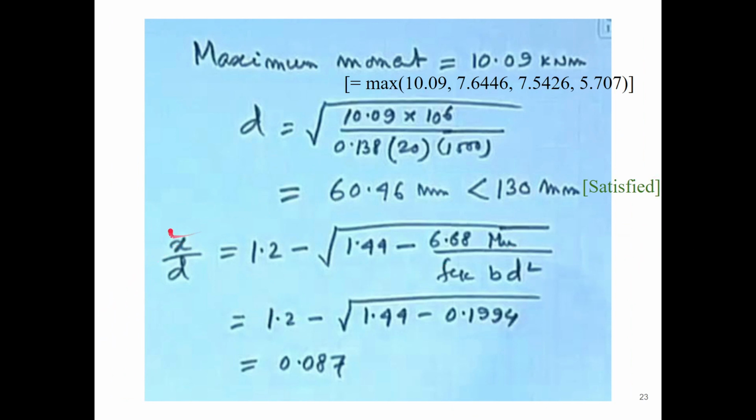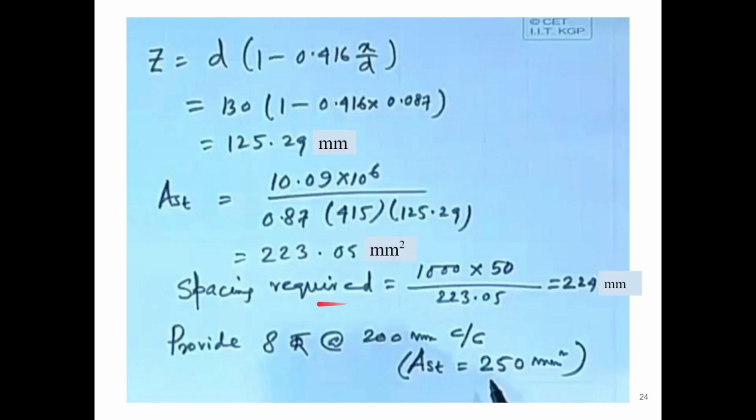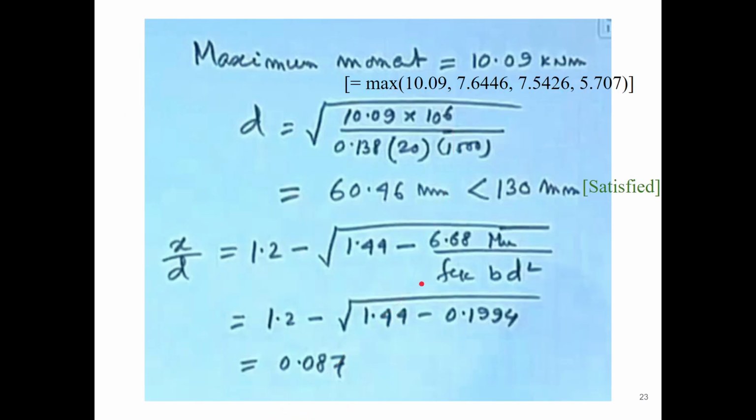And for x by d, again using that formula, 1.2 minus square root of 1.2 square minus 6.68 Mu by fck b d square, we get the x by d value as 0.087, which is less than 0.48. So it is under reinforced. Therefore z is equal to 130 into 1 minus 0.416 into 0.087, right?